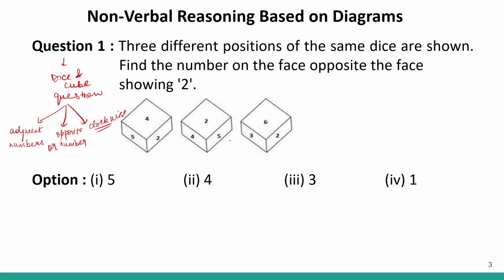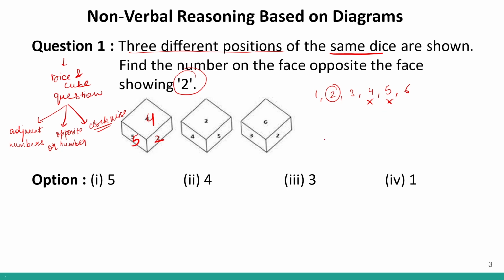In this question, 3 different dices are given to us. This is the same dice but in 3 different positions. Now we have to find the number which is opposite to 2. So how many numbers are there in a dice? 6. 1, 2, 3, 4, 5 and 6. If a number is adjacent, it cannot be opposite. Over here we have 2, 4 and 5. So if 5 and 4 are adjacent to 2, can they be opposite to 2? No. So 4 and 5 are definitely not opposite to 2.